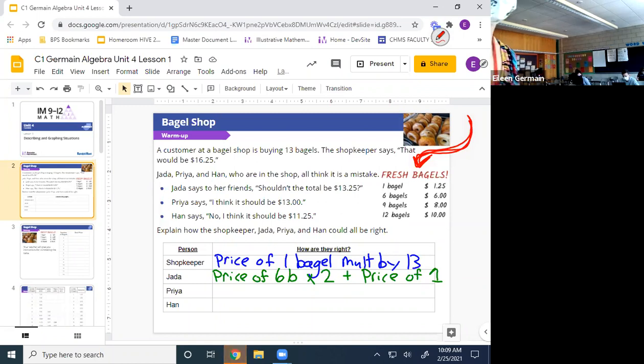Does everyone at home see what we're doing here, please? Let me know in the chat. I don't have anybody giving me anything in the chat. Is everyone understanding and following what we're doing? Thank you, Abby Wasta. Okay, so now Priya said it's going to be $13.